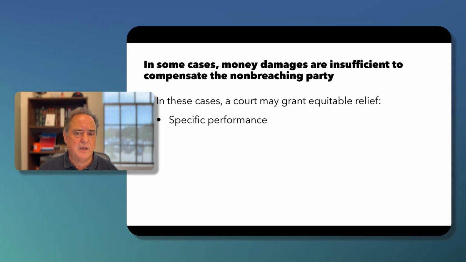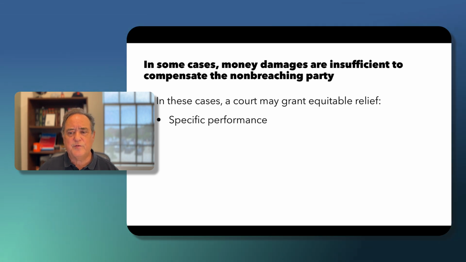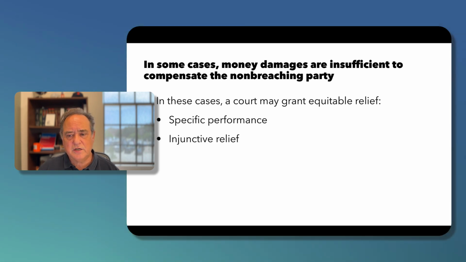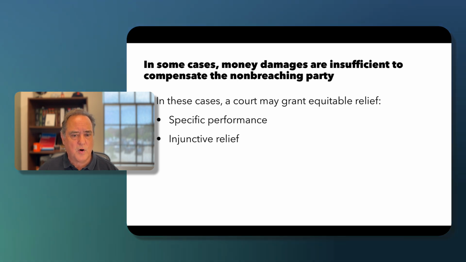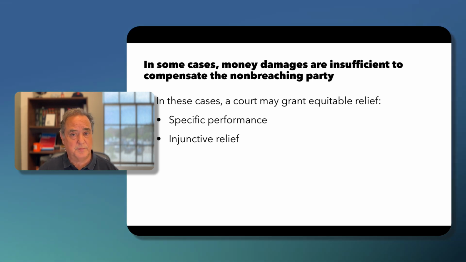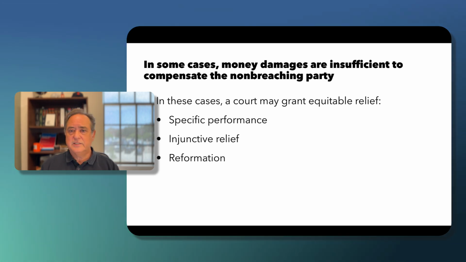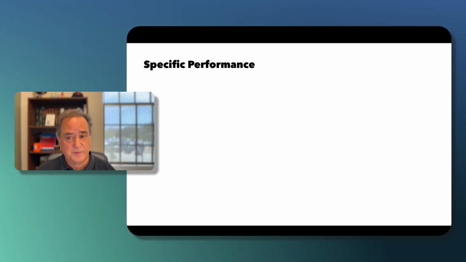Now, one example of non-monetary damages would be specific performance. And we'll talk about that in a second. But essentially what specific performance is, it's an order by the court to comply with the terms of the agreement. And then injunctive relief, which is a means of having the court order a party to do something or not do something. And then there's the possibility of reformation. Reformation means to amend the contract, to change the contract to what it probably should have been from the beginning. Let's talk about each of those in more detail, starting with specific performance.